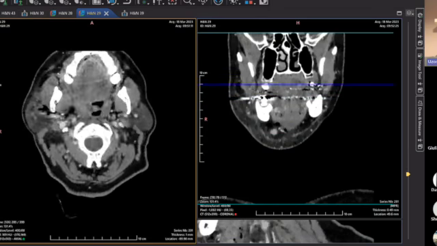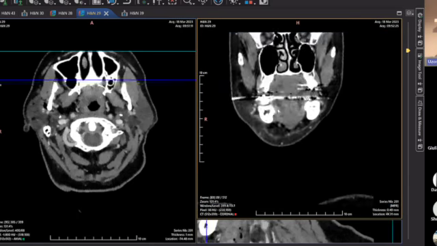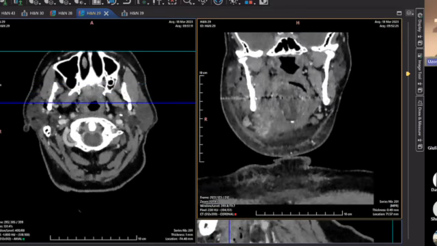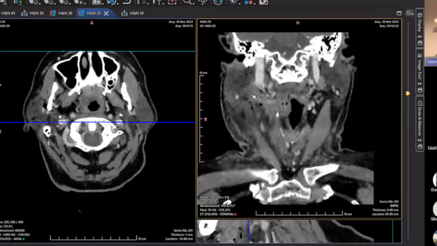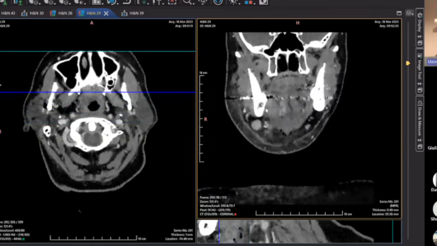extending up. This is still in the masticator space. You can see in the coronal how extensive all the gas is. So this would be what you'd be calling Ludwig's angina.